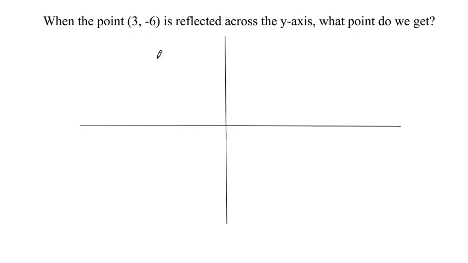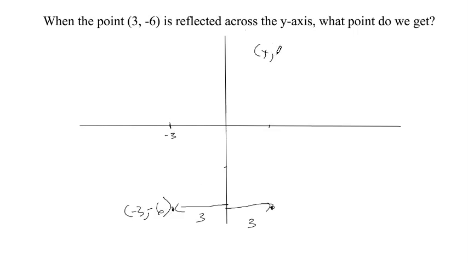So when you have the point 3, negative 6, say this is 3, so you have 3, negative 6. You want to reflect that across the y-axis. So this point is 3 units from the y-axis. So we need to go another 3 units from the y-axis. So when you get that, you get negative 3, negative 6. It's as simple as that. If you were to use the formula, you'd get the same thing.